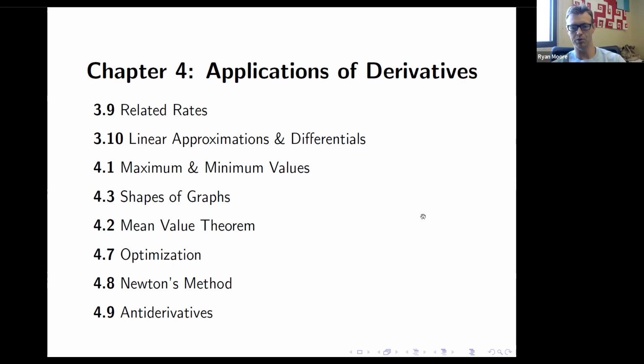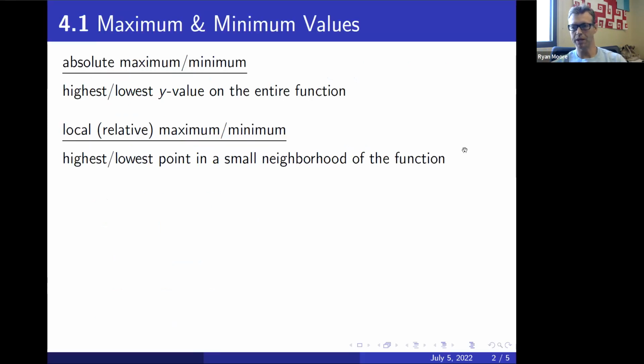Maximum and minimum. So turns out we'll be able to identify where maximums and minimums happen on a function without seeing the graph, just based completely on derivatives. So to begin, we want to define the two types of maximum and minimum. There's an absolute maximum or absolute minimum.